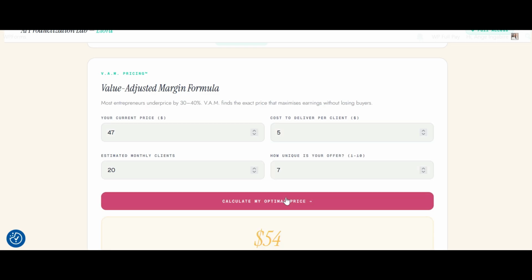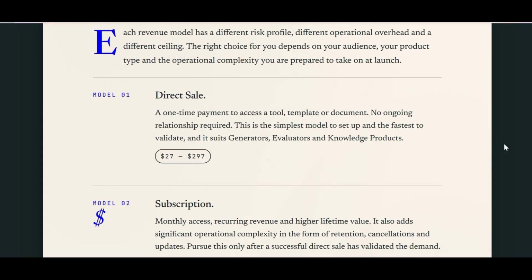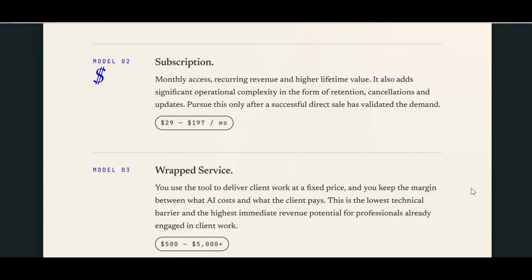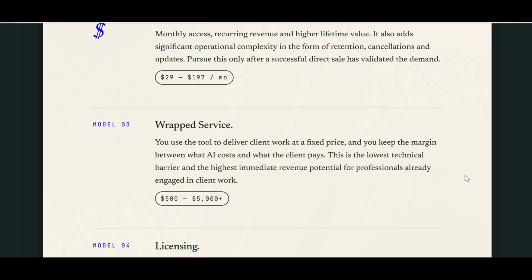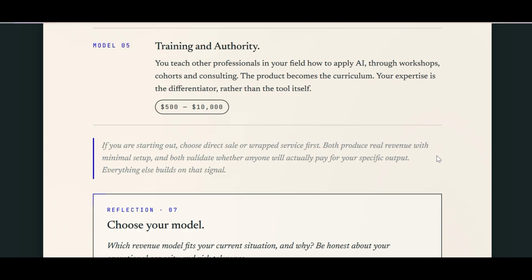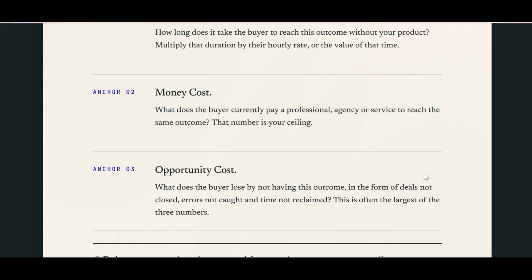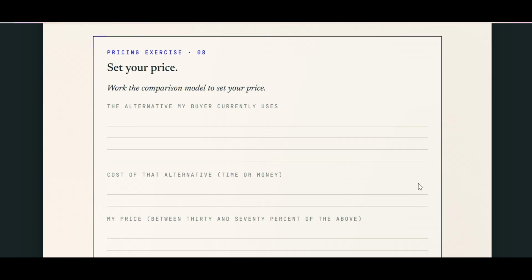I will also show in real time how to price your offer for profitability through the VAM pricing method. It is mapped specifically in chapter 7 and 8 of the AI product and income free workbook that you can find in the description. This video we will cover each detail in 4 specific sections.